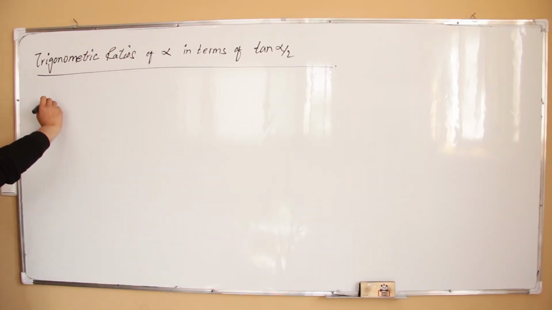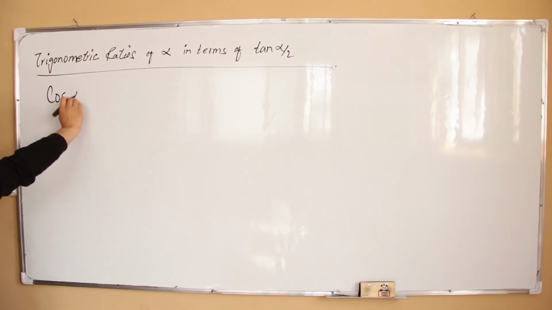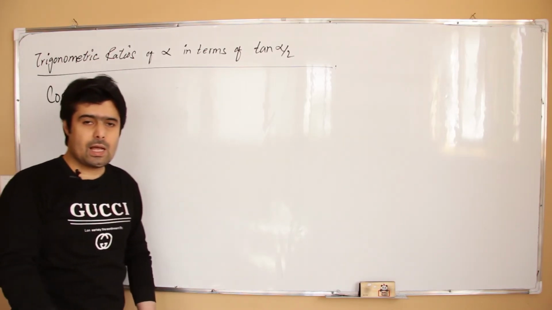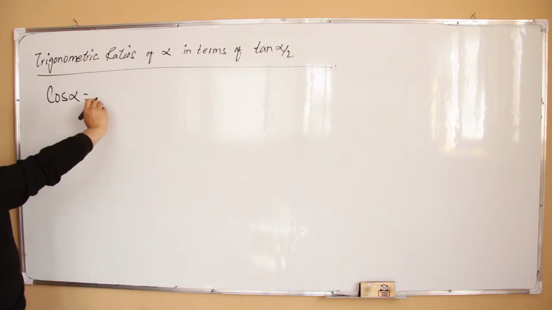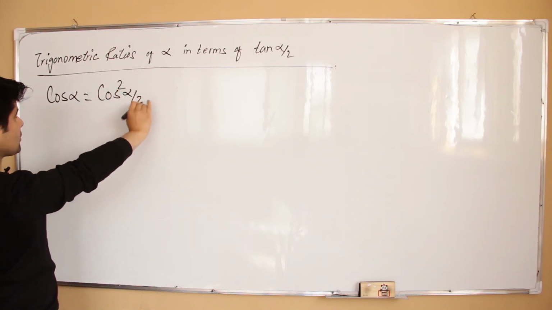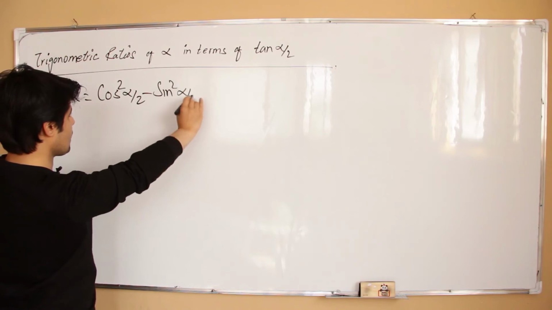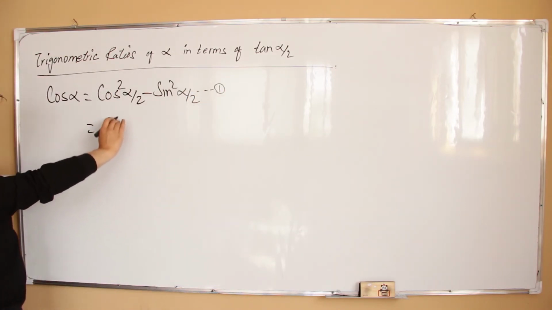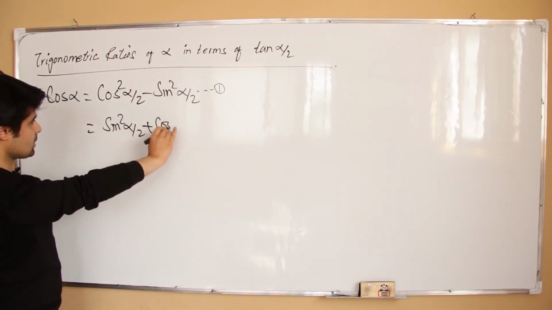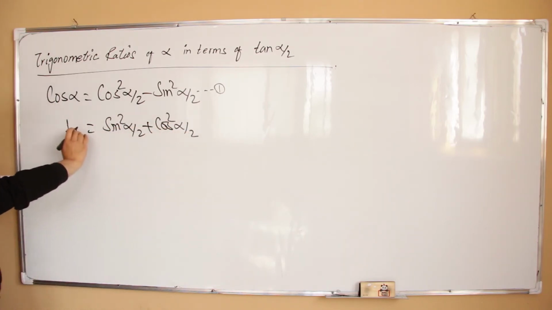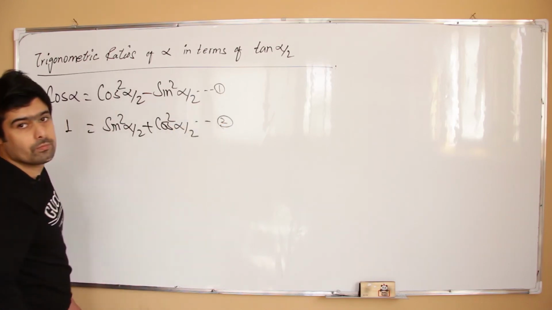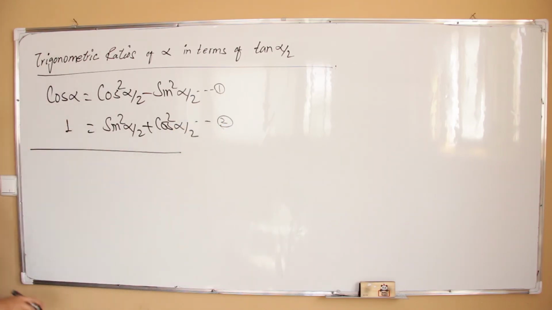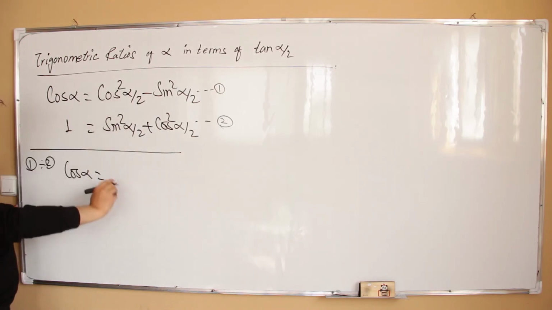For cosine, what's cosine of alpha in terms of its half? We have 3 formulas. One of them is cosine square of alpha by 2 minus sine square of alpha by 2. This is our first equation. And sine square of alpha by 2 plus cosine square of alpha by 2, this one is 1. Am I right? Yes. Now divide both equations. 1 divided by 2. This divided by this one, which is cosine alpha, and this one divided by this one.